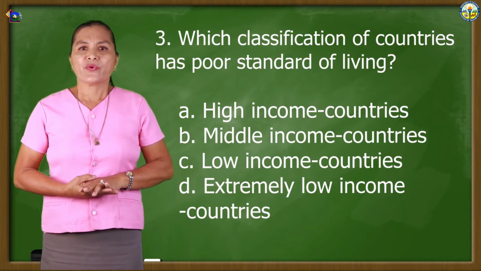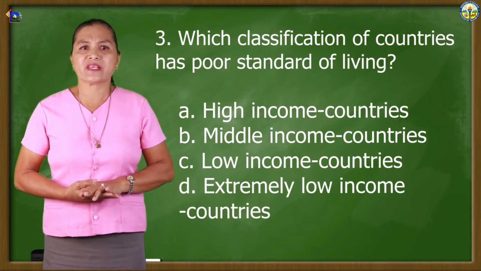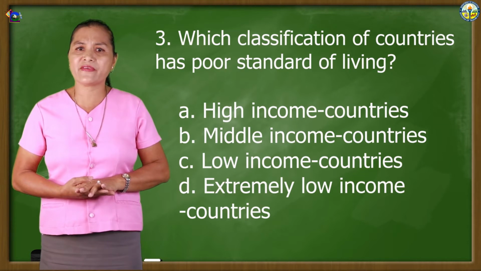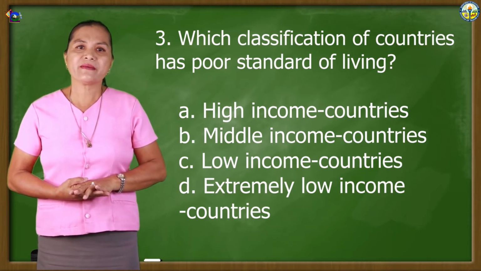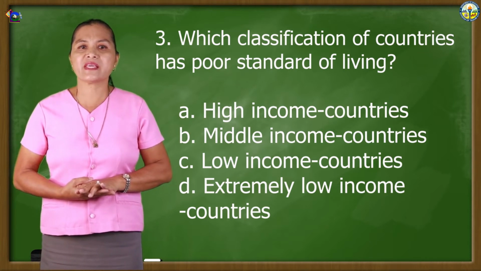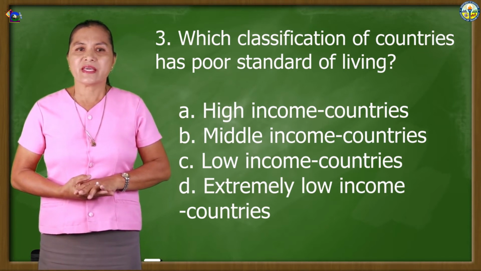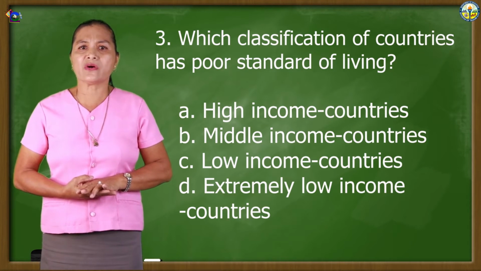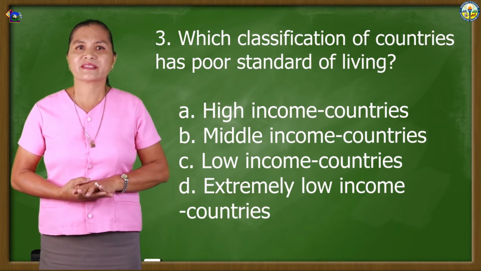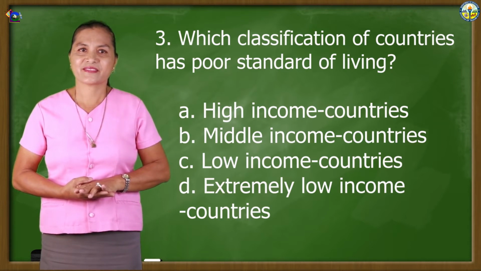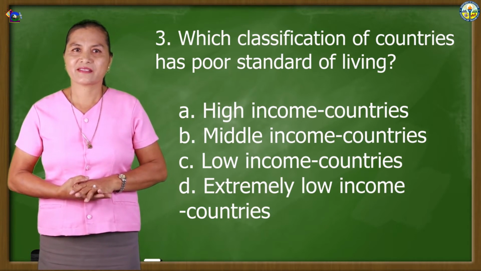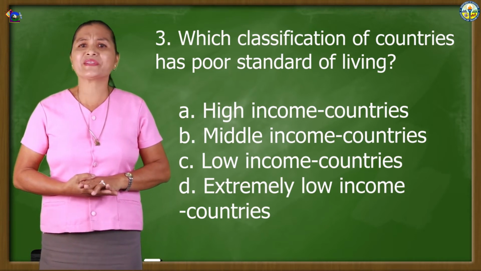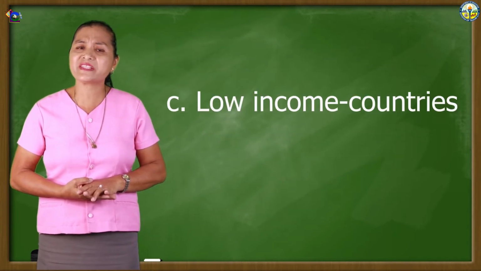Number 3. Which classification of countries has poor standard of living? A. High-income countries. B. Middle-income countries. C. Low-income countries. And D. Extremely low-income countries. You got it! Letter C, low-income countries is the answer.